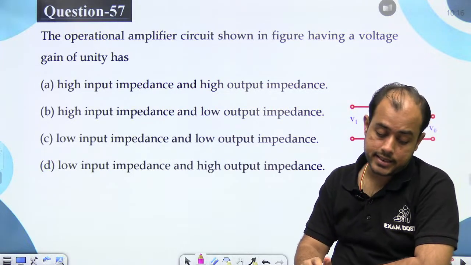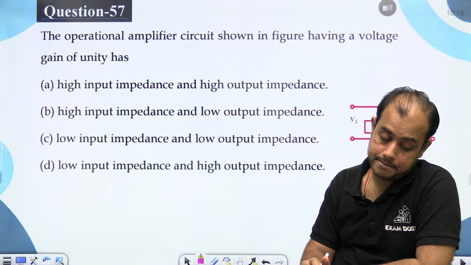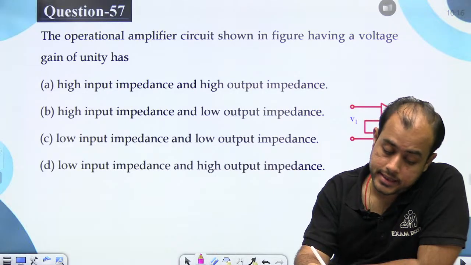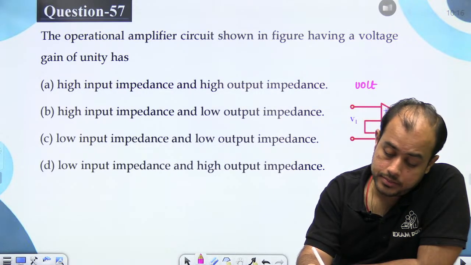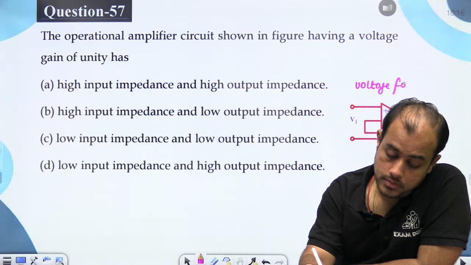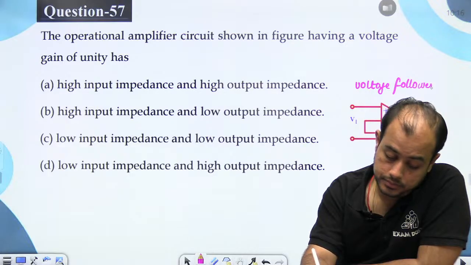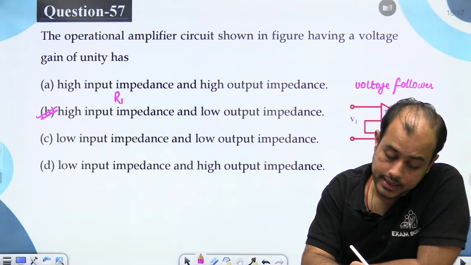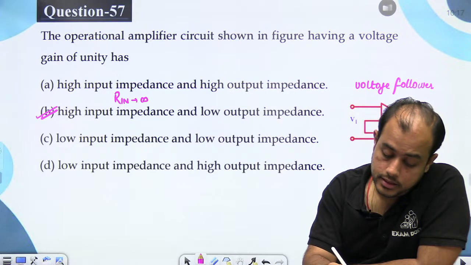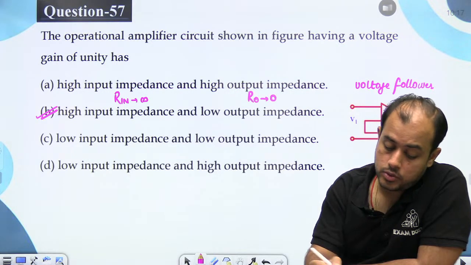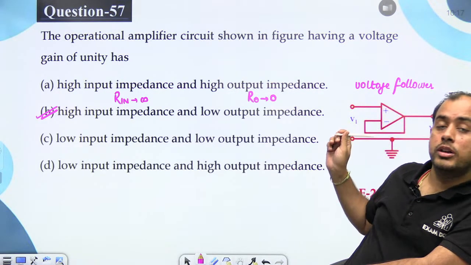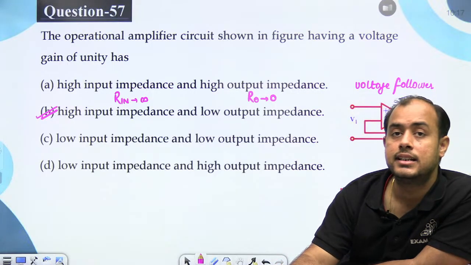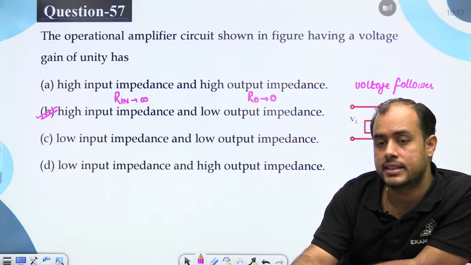ESE 2016. This is basically a voltage follower. It has high input impedance tending to infinity, low output impedance tending to 0. क्योंकि V0 एक कांस्टेंट वोल्टेज सोर्स बन गया ना, so that means output impedance is 0.